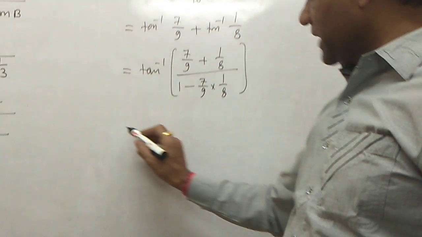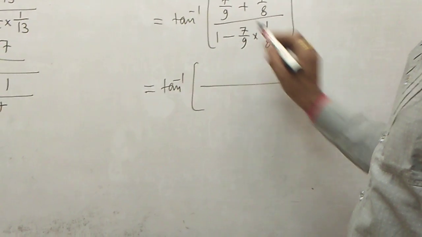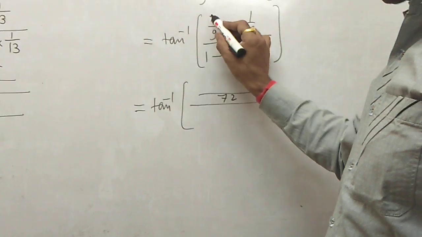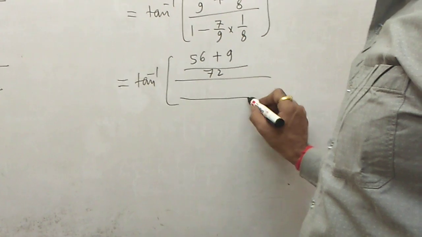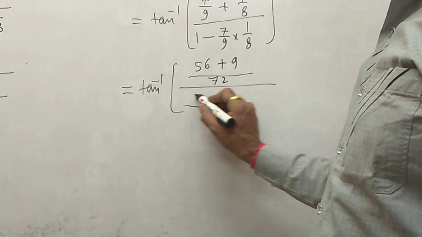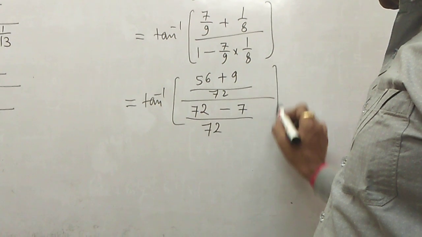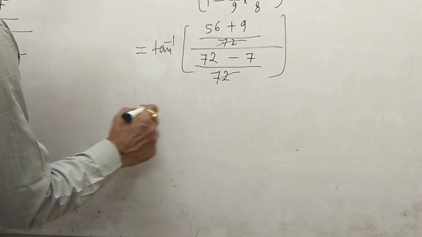Okay, again you take the LCM. Tan inverse you put as it is. Okay, so 9 8s are 72, so you take the LCM 72, and then 8 7s are 56, and plus 9 1s are 9. Similarly, you write down 72 as it is, and then 72 minus 7. Okay, again we have the same denominator, that cancels out. 56 plus 9, that is 65.